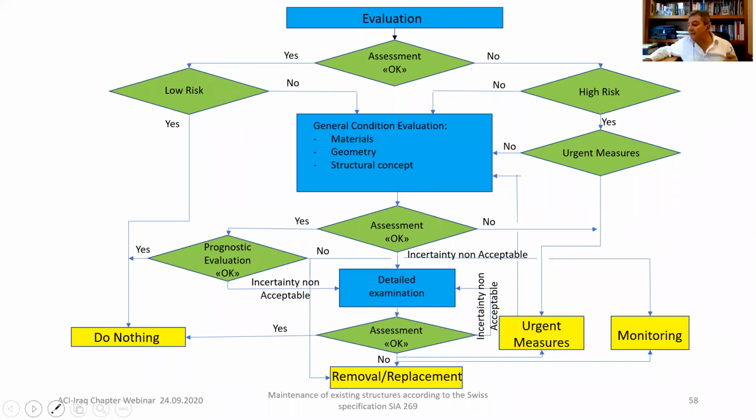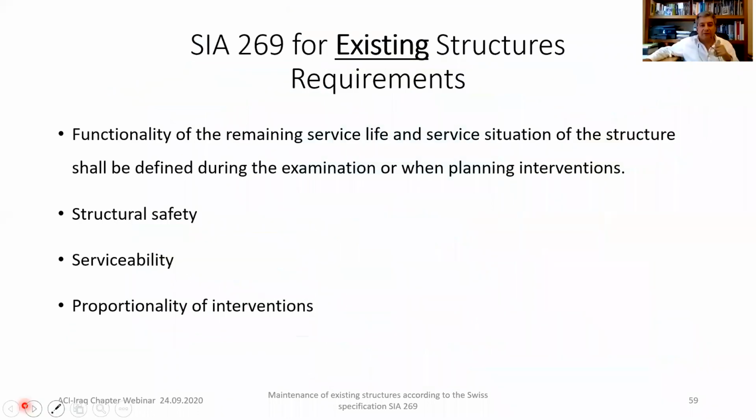Maybe I have 10 minutes left, so I have to walk a little bit faster. The requirements for the code, the 269, is the structural safety, the serviceability, and the proportionality of intervention, which we will mention, which does not exist for new structures.